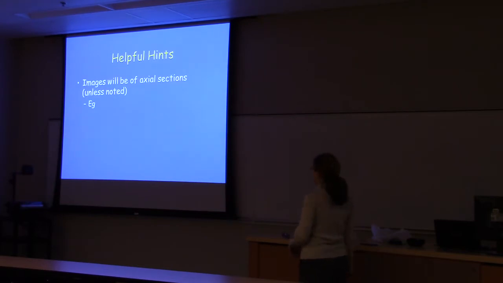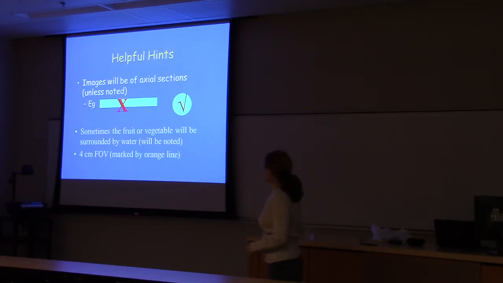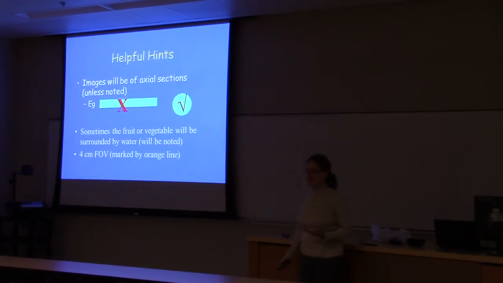Some helpful hints. The images that you'll see are axial images. So for those not familiar with images, if you get a green bean, we're not going to see it in this direction. We're going to see it in that direction. Sometimes the fruit or vegetable will be surrounded by water. These images were not taken for the game, strangely enough, well, most of them. They were actually taken for research, so we needed water. I've noted in most of them, I'll try to tell you in some of them. And I have an orange box surrounding each image, and that orange box is 4 centimeters by 4 centimeters. You're ready for your first one?